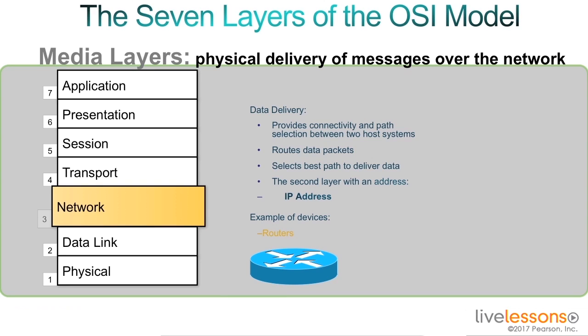The network layer, also called layer 3, manages device addressing, tracks the allocation of devices on a network, and determines the best way to move data. It's focused on data delivery, and it provides connectivity and path selection between 2 host systems. It routes data packets and selects the best path to deliver data. This is the second layer with an address called an IP address. An example of a device that works at this layer is a router. A router performs packet forwarding based on destination IP address.